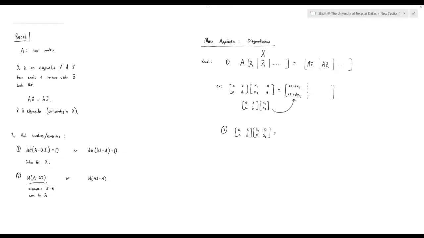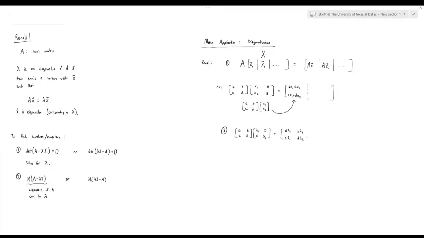So I'm going to illustrate with this 2x2 first. If you do the multiplication, you're going to get A times lambda 1 plus 0, then 0 next to it, and then B lambda 2 for this entry. And then C lambda 1 plus 0, and then you'll get 0 plus D lambda 2.